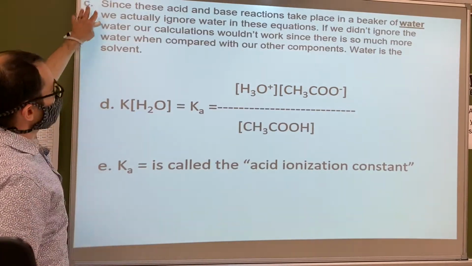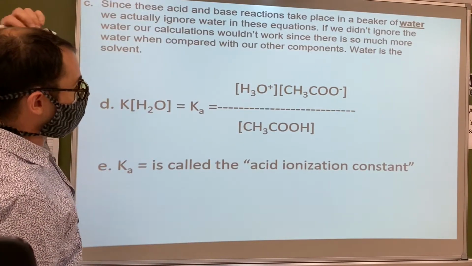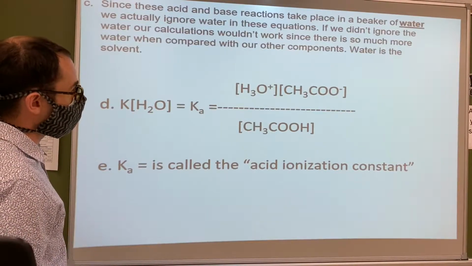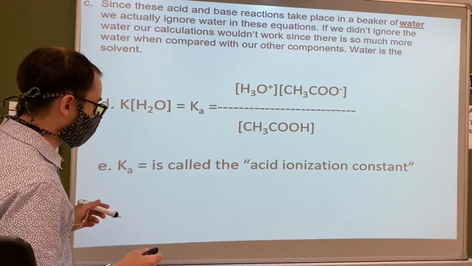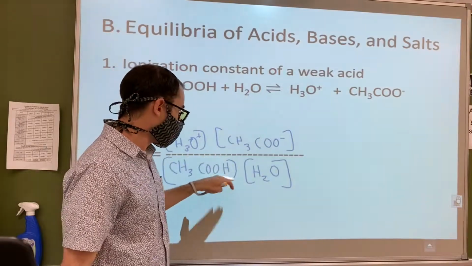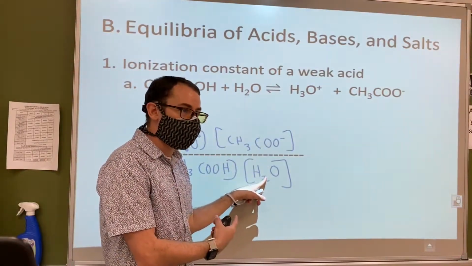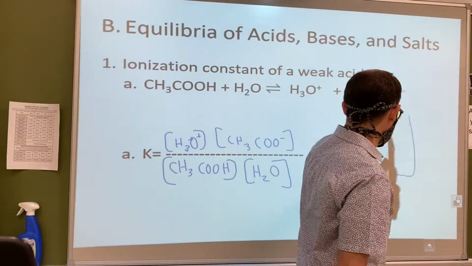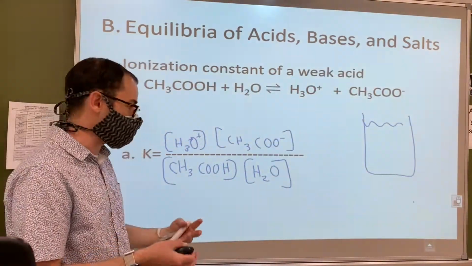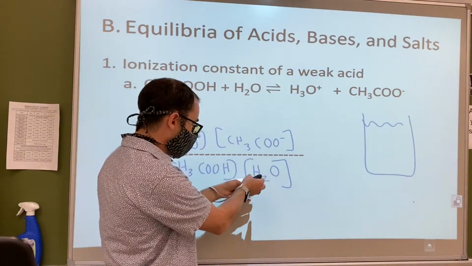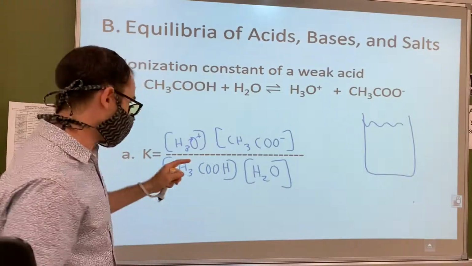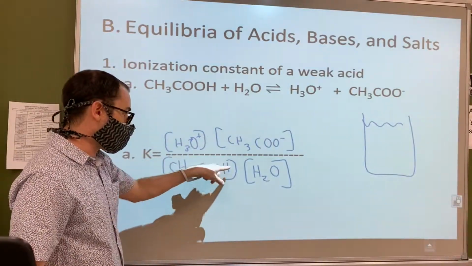And since these acid and base reactions take place in a beaker of water, we actually ignore all the water in these equations. Because if we don't ignore it, no matter what our numbers are for these three, this number is going to be huge. Because if you think about it, it's a beaker of water, most of it's water, right? And there's a little bit of acid in there, a little bit of base. So our K would always be really, really small because that number would be huge. So to only focus on what we care about, we actually ignore the water.